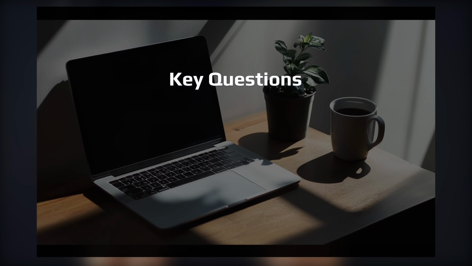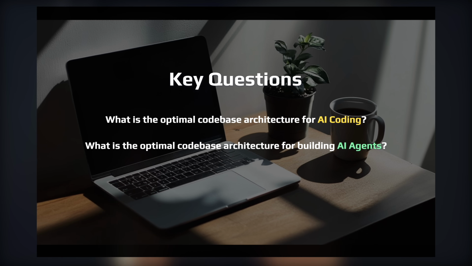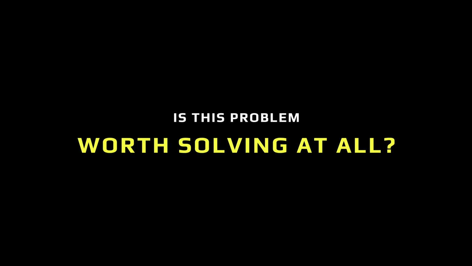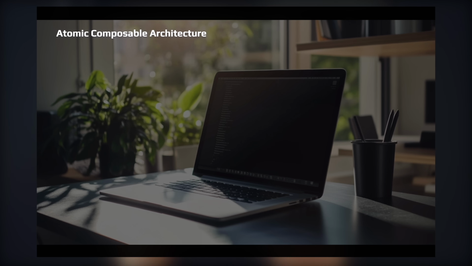Let's break down the key questions we're going to answer. What is the optimal code-based architecture for AI coding? What is the optimal code-based architecture for building AI agents? And then lastly, and most importantly, does it matter at all? As AI coding tools progress, as new agentic tools like Claude Code emerge, we have to zoom out and answer the question, does it matter at all? Great engineers always stop to ask if the problem they're trying to solve is worth solving at all. Does it matter what our code-based architecture looks like? If these three questions interest you, stick around and let's start with a popular yet misused code-based architecture.